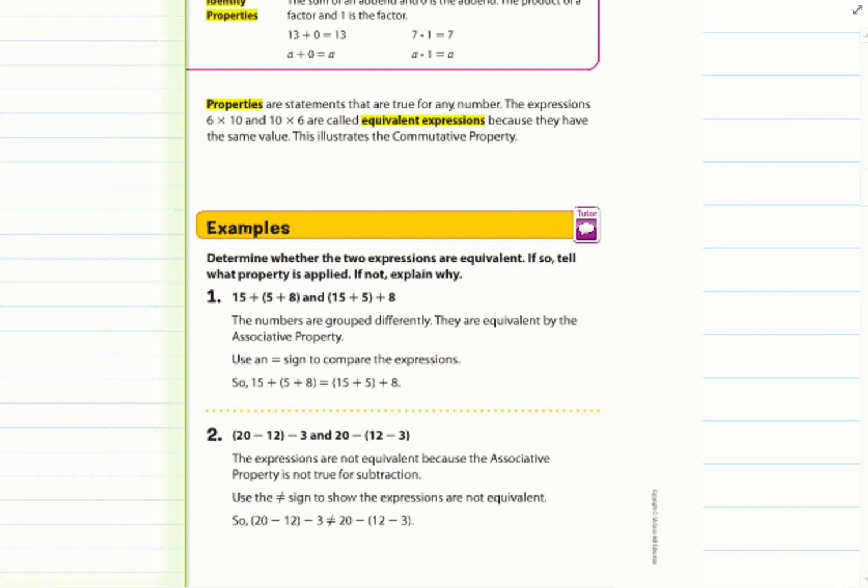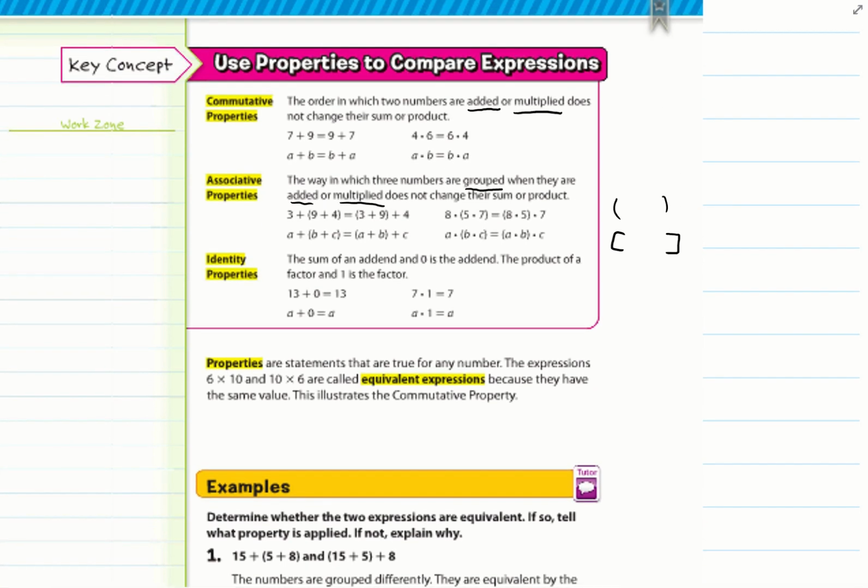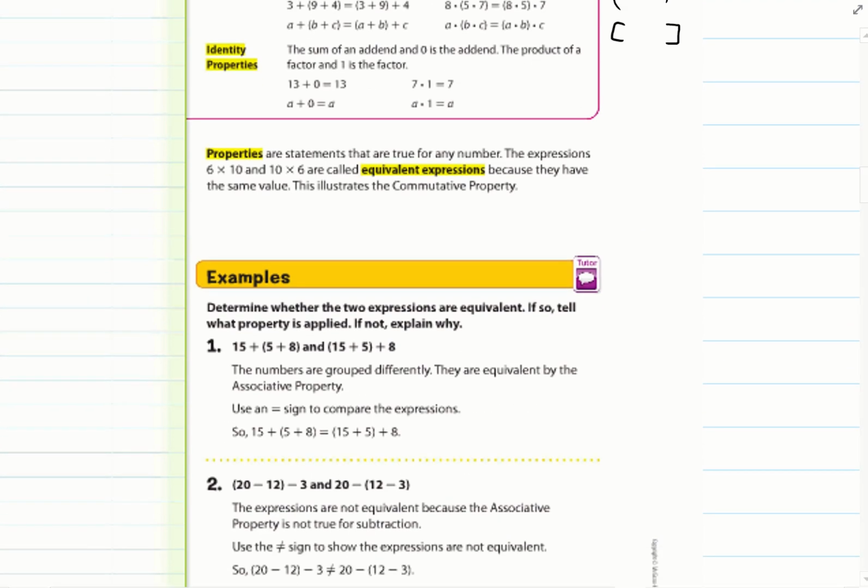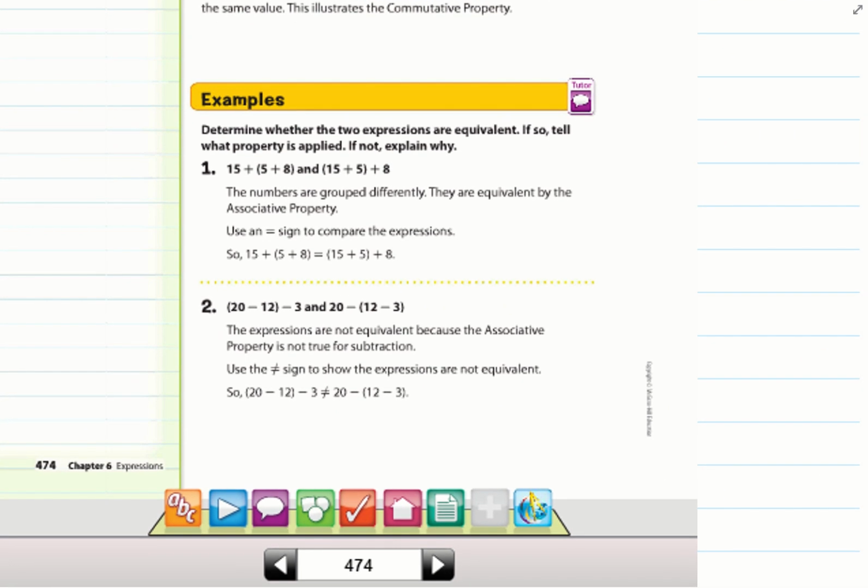So properties are statements that are true for any number. The expressions 6 times 10 and 10 times 6 are called equivalent expressions. Just know this here, this little note, I also put it in the homework because that's what you're going to be referring to the most. This is determine whether two expressions are equivalent. If so, tell what property is applied.